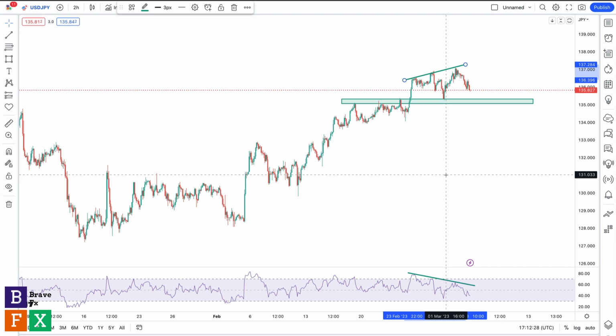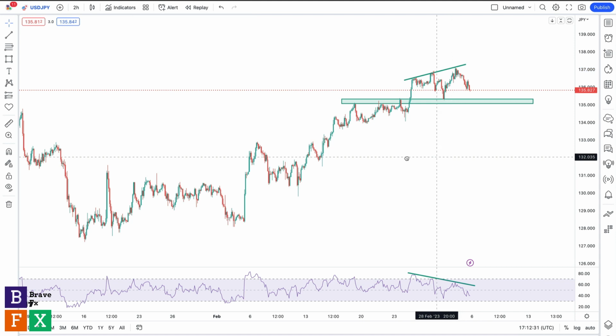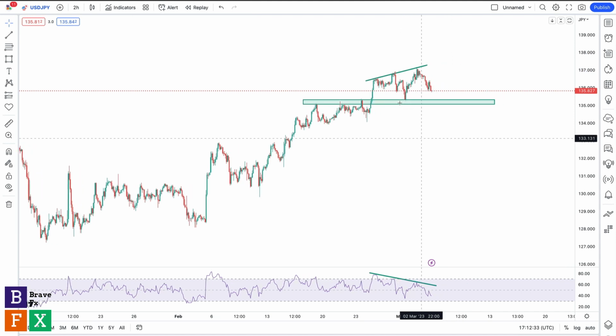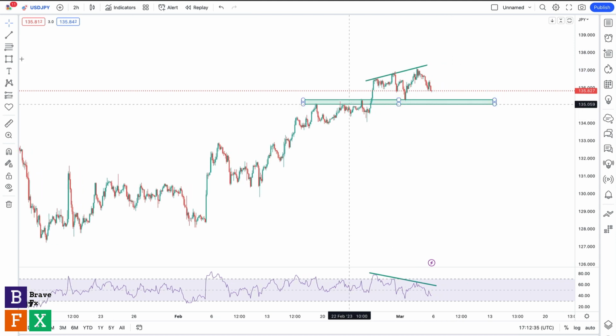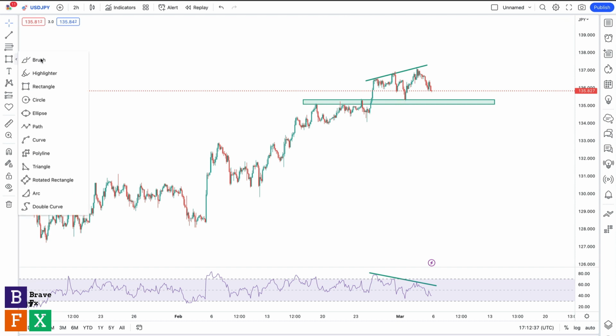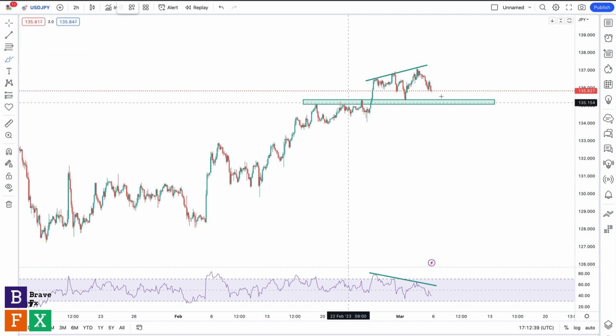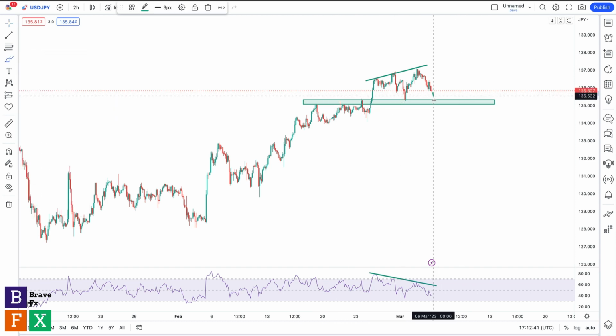So for my entry, this is a 2 hour chart on USD-JPY. I'm going to wait patiently for price to break below this area of value. So I'm going to watch out for something like this. For USD-JPY, I'm just going to be patient enough to see what price does. Price is going to come into this area of value, consolidate a little, and then give us a bearish breakout to the downside.